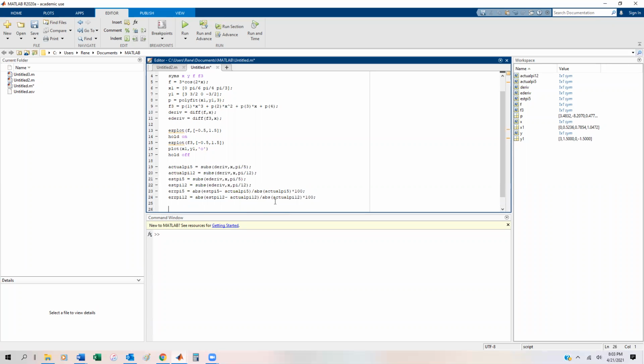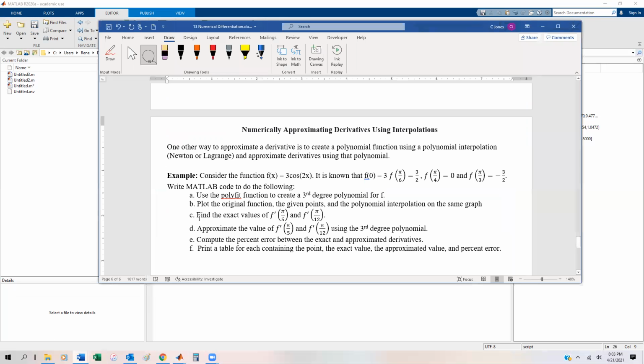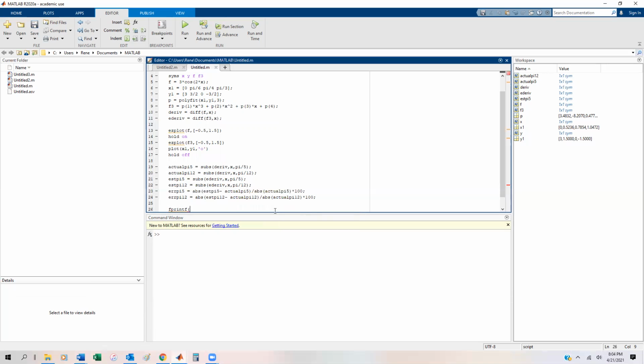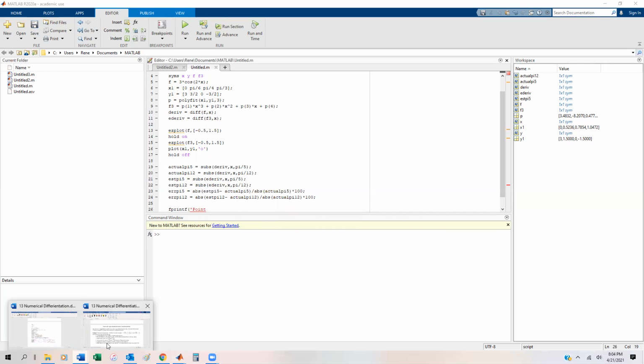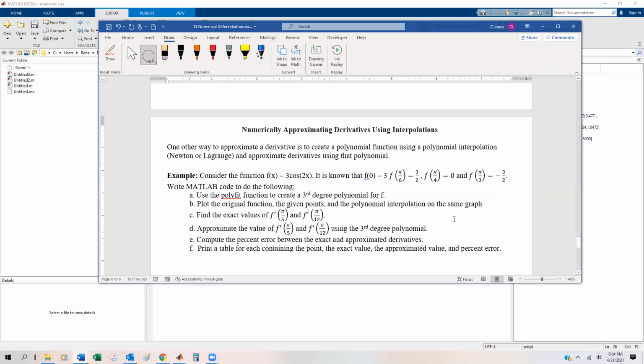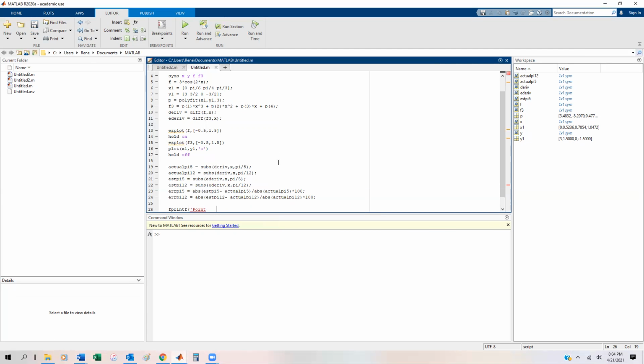Now, finally, we're going to go ahead and spit out the table for this. So far we have found the exact values, we have gotten the approximate values, we've computed the percent error, and now we're going to go ahead and print out the table. We're going to have our point, and we are going to have the actual value. So we're going to have exact, approximated, percent error. Exact, I guess we should say actual, because it probably won't be the exact. And then we're going to have the estimated.